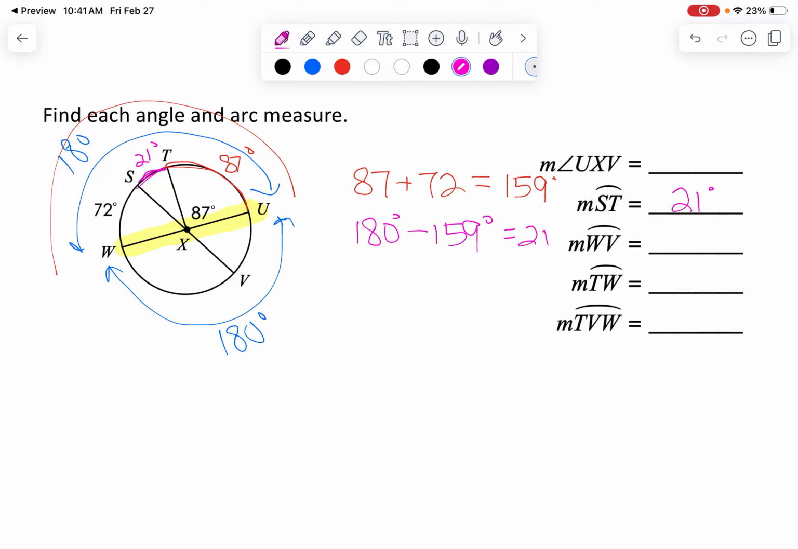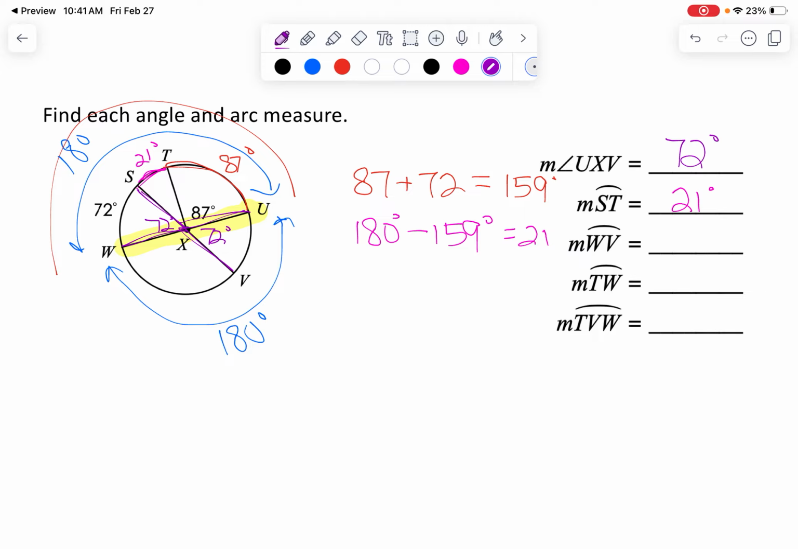Okay, let's do the first one. The measure of angle UXV. Let's see, UXV. Okay, well, it looks like this. If you remember, this is right here. The arc is 72, which means this is 72. This angle is the same because these two angles are vertical angles, so they have to be the same. So that means this has to be 72 degrees as well.